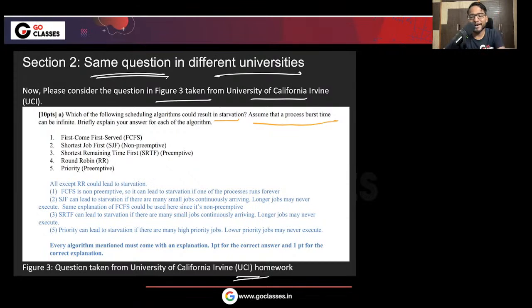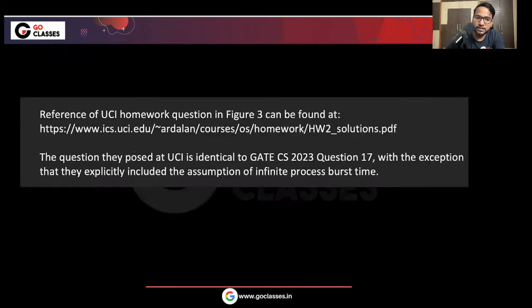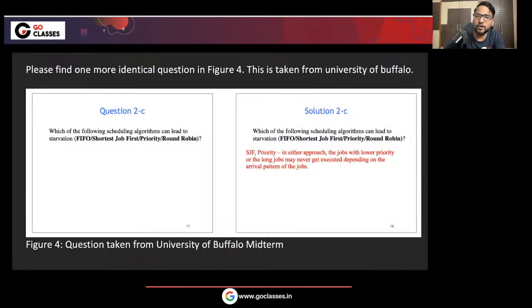Now let me take another question, which is from the University of Buffalo, and which is almost the same question. In fact, it is the same question that GATE has asked. Which of the following scheduling algorithms can lead to starvation? They have given 4 options, and they are saying SJF and priority. They are not talking about FCFS here.